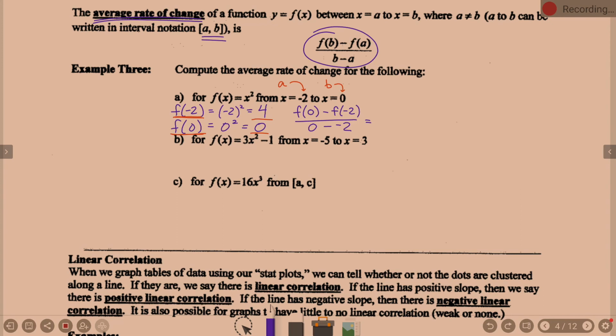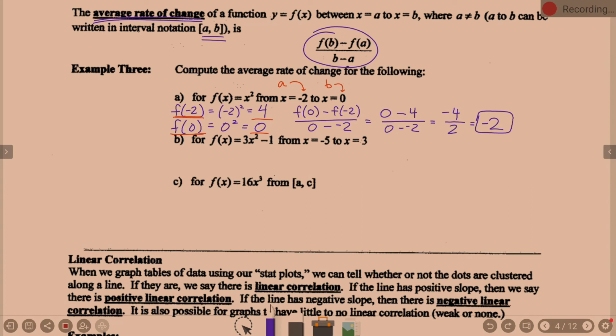What is f of 0? 0. Minus f of negative 2 is 4. So 0 minus 4 over 0 minus negative 2. Do the math. Should get negative 4 over 2, which is negative 2. So average rate of change on the interval from negative 2 to 0 is going to be negative 2.